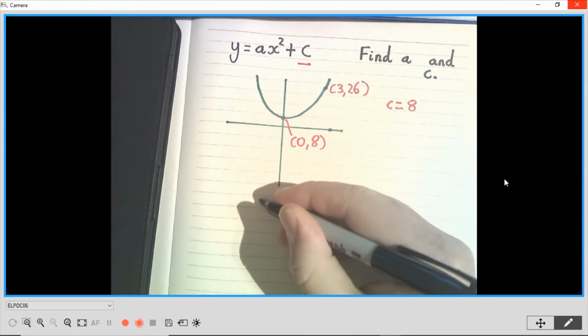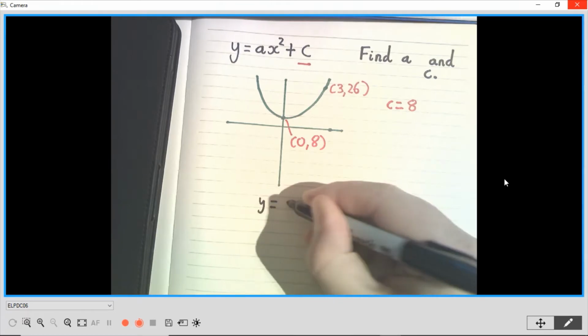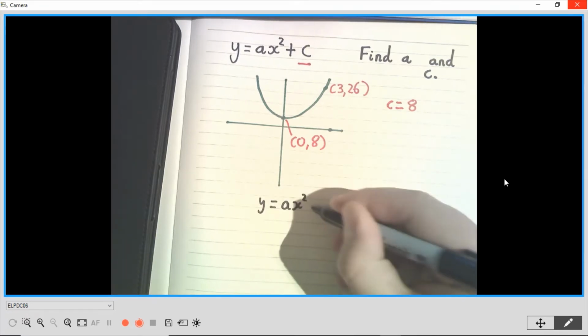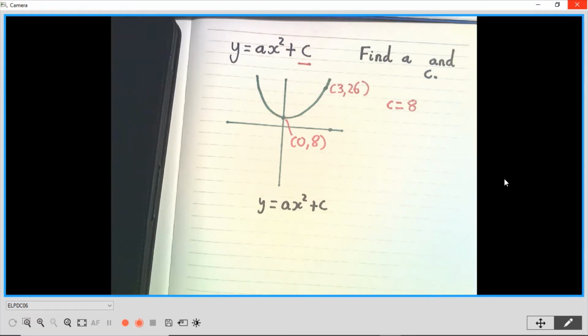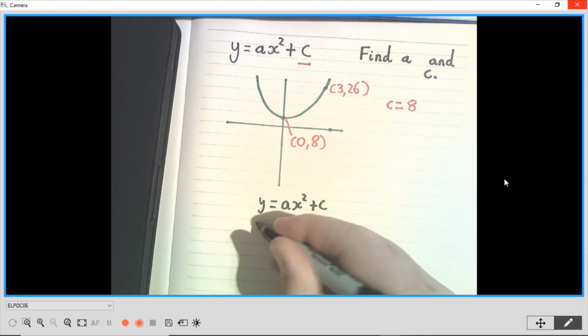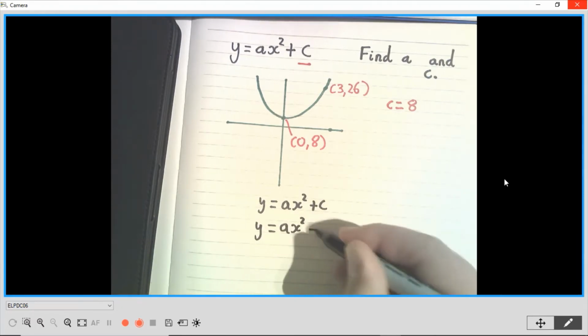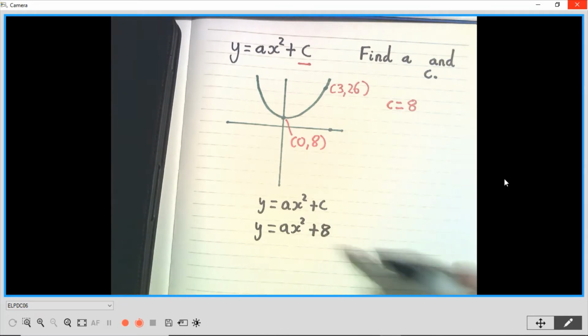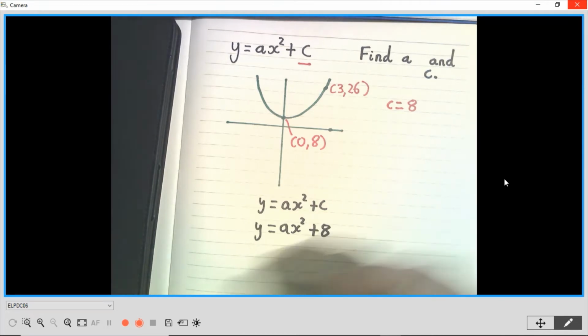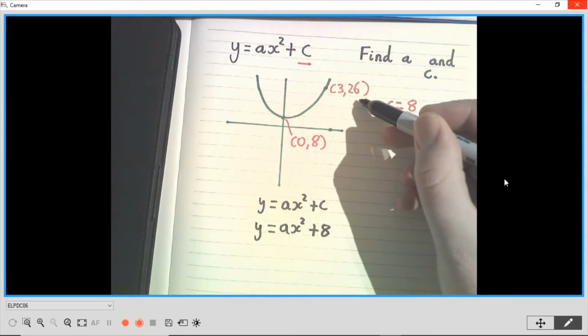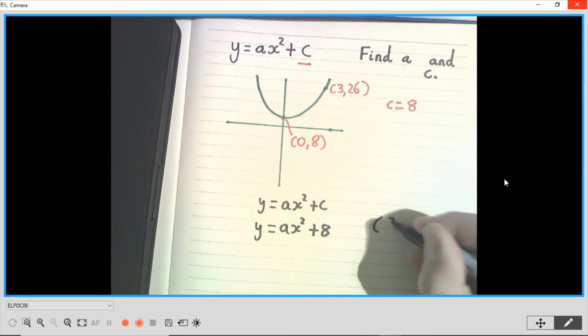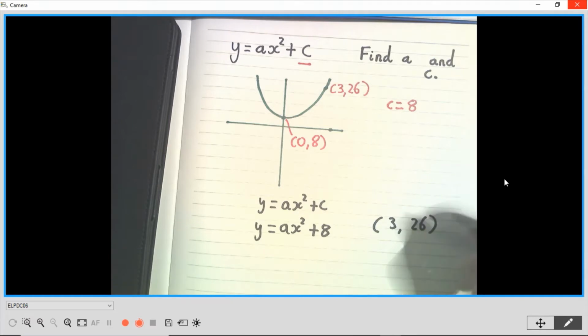We've got this equation that's been given to us, y equals ax squared plus c. And we already know the value of c. We know that it's 8. So I'm just going to rewrite this equation, replacing c with 8 because we know the value is 8. And we're going to use this point here that we know, the point (3, 26). We're going to remember that this is the x value, the 3, and this is the y value, 26.